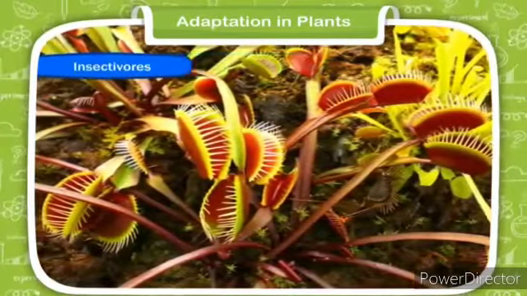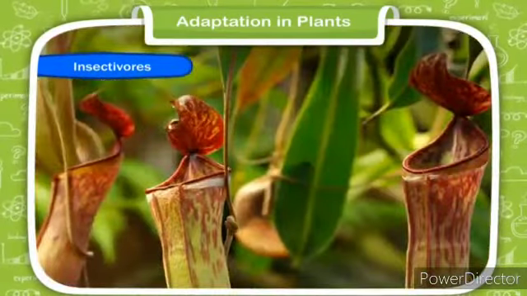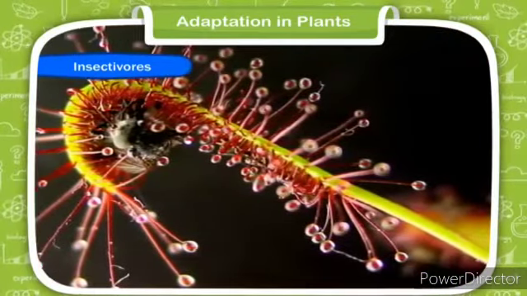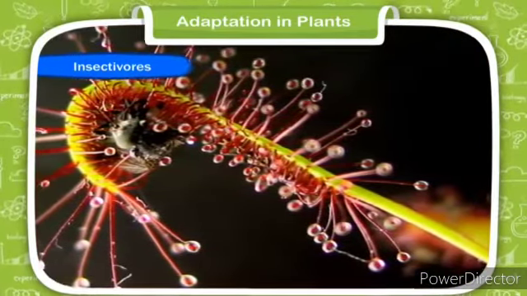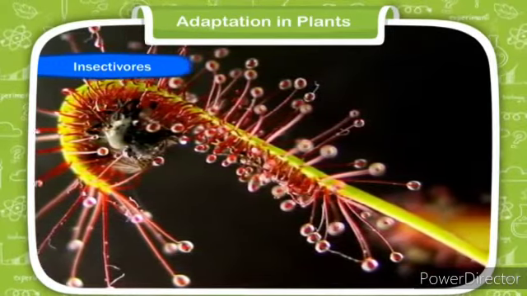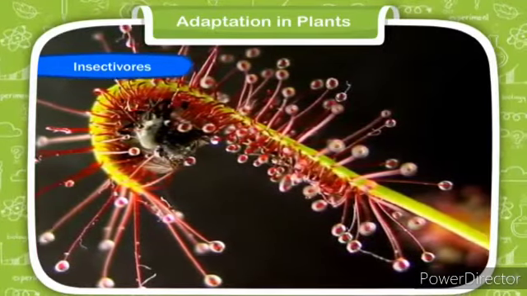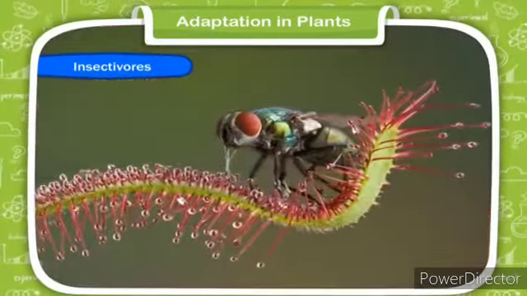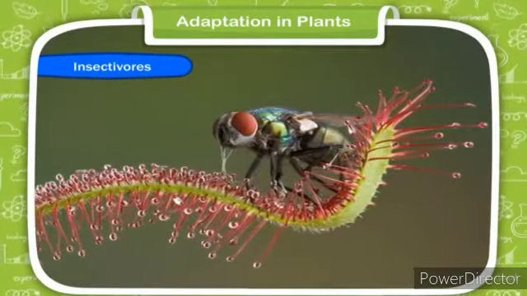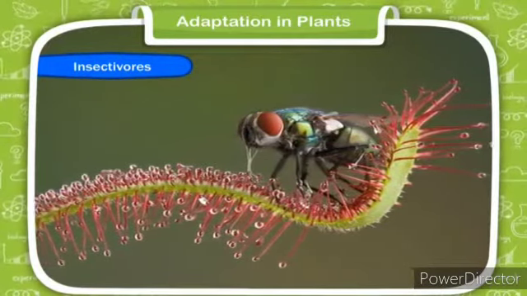Next are some special types of plants. The plants that feed on insects are called insectivorous plants. Venus flytrap, pitcher plant, and sundew are some examples of insectivorous plants. These plants get their food from insects. These types of plants are also known as flesh-eater plants.